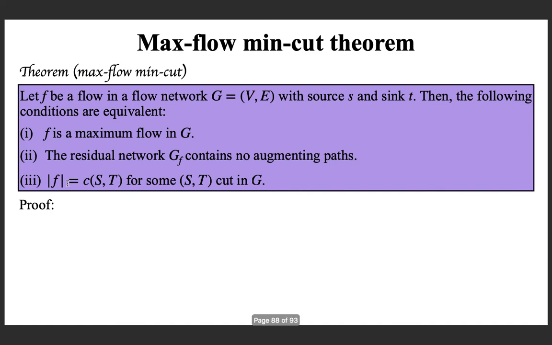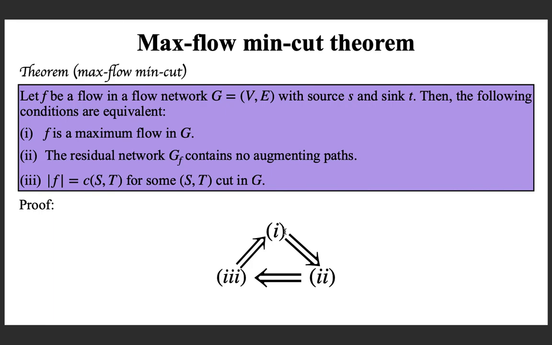So we proved that if condition 1 is true, then condition 2 must be true, and if condition 2 is true, then condition 3 must be true. This is what we proved, and we also have proved that if condition 3 is true, then condition 1 must be true. So we proved that they are equivalent.